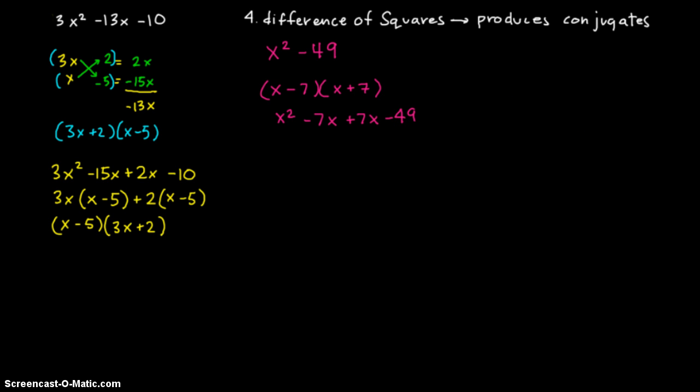And in this case, what happens? Well, these guys cancel out. And I'm left with x squared minus 49. It's just one of those situations that you get really lucky if you happen to find it.